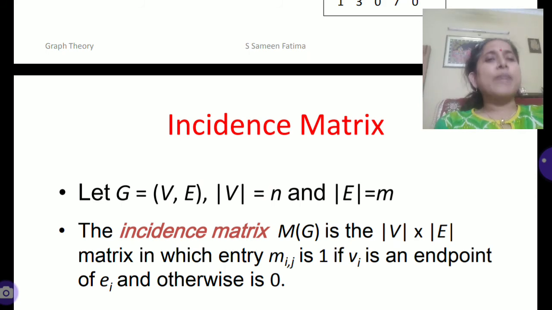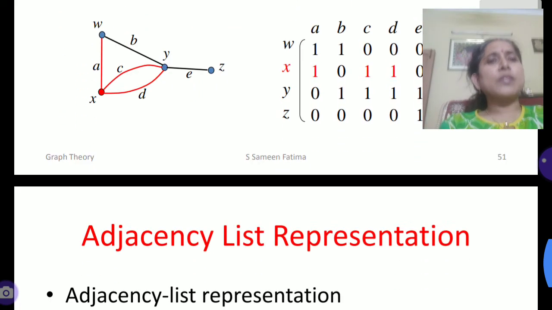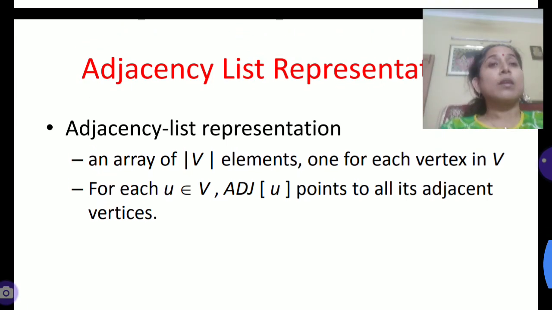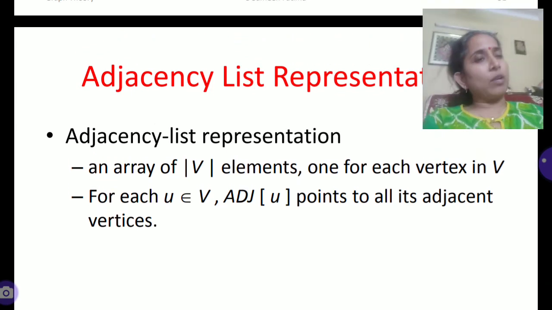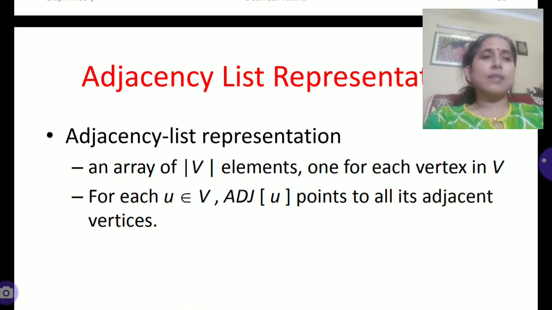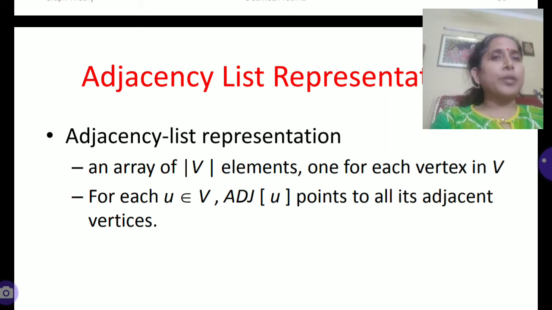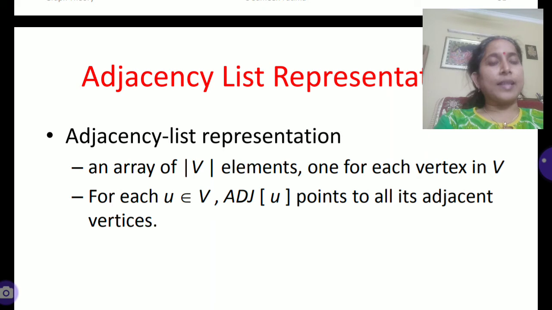Now the incidence matrix as such is not in your syllabus, so we skip this topic and move on to the adjacency list. Now what is an adjacency list? We are all very clear with the topic of linked lists. The list here is a linked list. What we are going to do is represent my graph, the pairs of vertices and the edges, in the form of a linked list. See how.